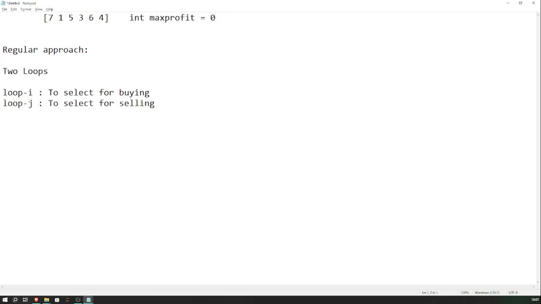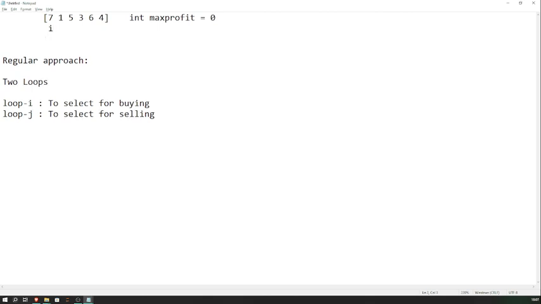And then this is the outer loop i. So consider i will start from here, and definitely j needs to start from i plus 1, because if I'm buying on this day, then I cannot sell on this day. So I am buying on this day, 7, and selling on 1.